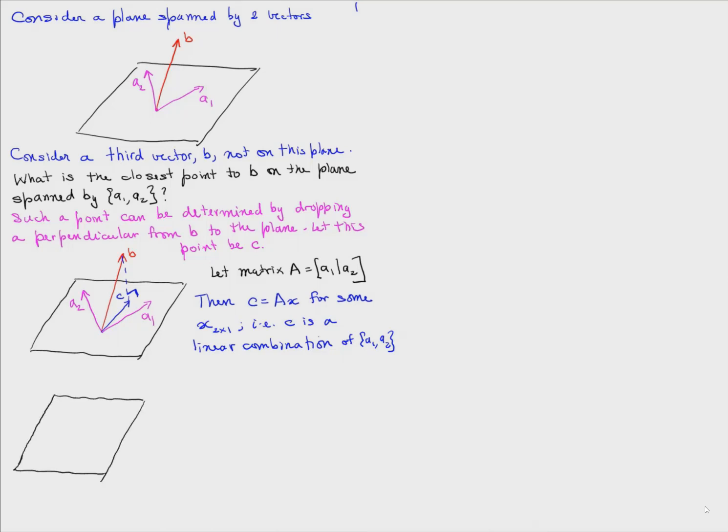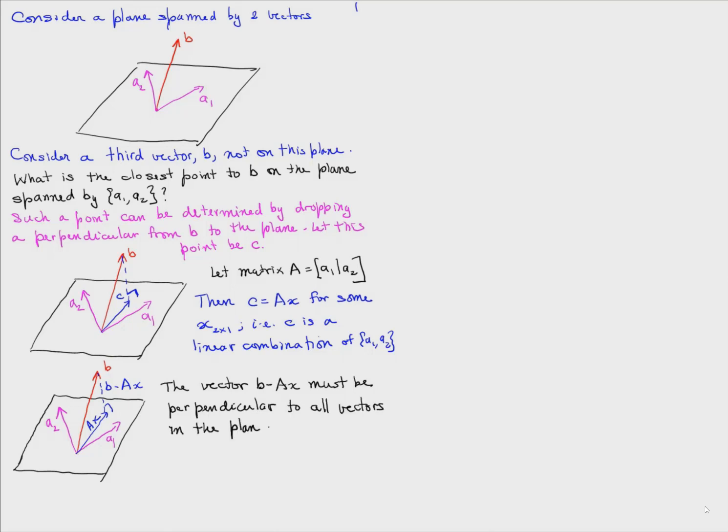So let's redraw the picture. We've got the two basis vectors a1 and a2. We've got b, the perpendicular, and c is now A times x, and the difference is b minus Ax. And we see that the vector b minus Ax must be perpendicular to every vector on the plane spanned by a1 and a2. Only then is c the closest point.